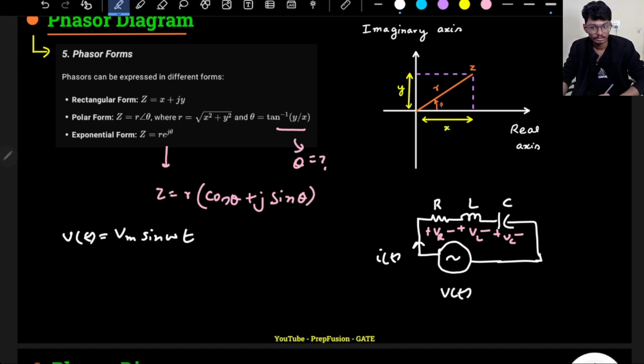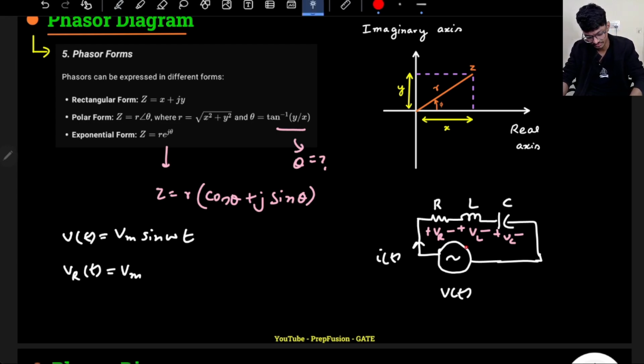Now what will be the current? So what will be the VR of t? VR of t can have some phase. I don't know what the phase is, and its amplitude also can change, because there is some voltage division happening, right? It will not be Vm. It can be Vm, which we will learn in resonance, but it can be something else as well. Amplitude can be something else, because there is some voltage division happening. So it will be Vm R sine omega t.